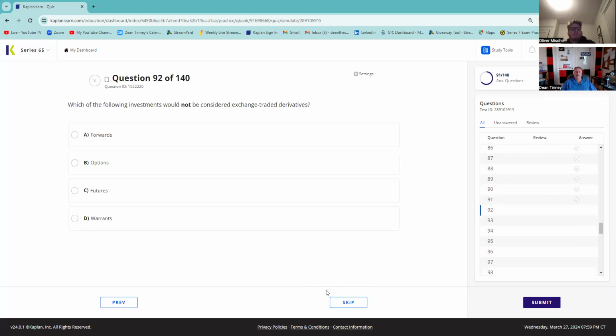Which of the following investments would not be considered an exchange traded derivative? Exchange traded derivative. I kind of like this one. You like this one?